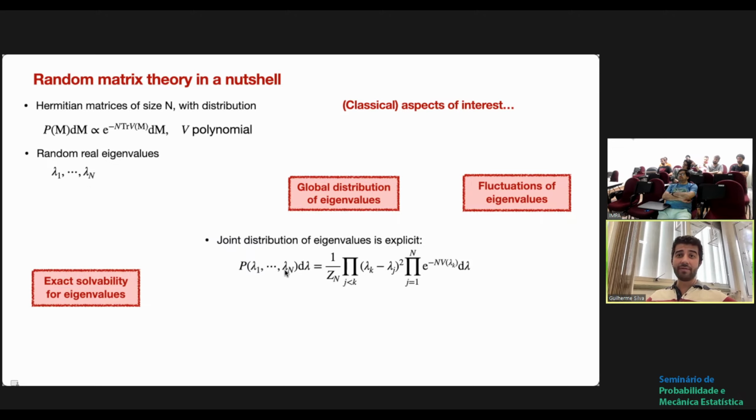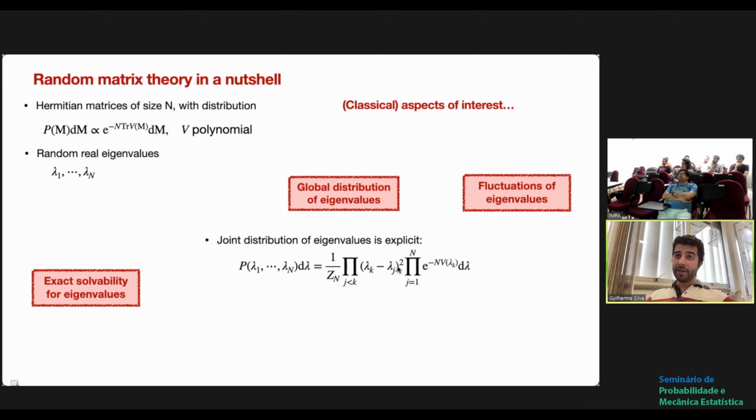If you look at these eigenvalues as n components of a vector in Rn, then you can view this vector as a random vector, and the joint distribution of this random vector is the one that you see here on the screen. It still has this product here of e to the minus n V of lambda k, which is reminiscent of the Gibbs form that you started with on the space of matrices. But you also have another factor here, which is, for those who recognize, a Vandermonde determinant squared.